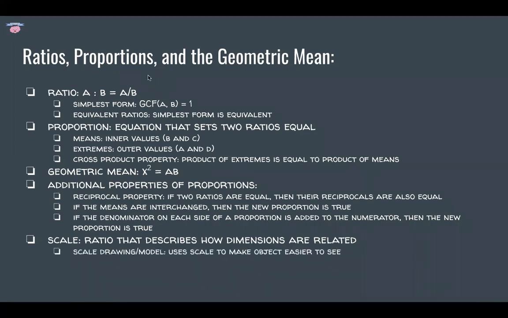A scale drawing uses a scale to make an object easier to see. Scale drawing is 2D, scale model is usually 3D. An example of 3D is probably like a figure of the sun, for example. It's proportional, most likely, to the real sun. And I mostly mentioned that to tell you about a new word, proportional. Proportional means that basically the ratios are equal. And you've probably heard it before.